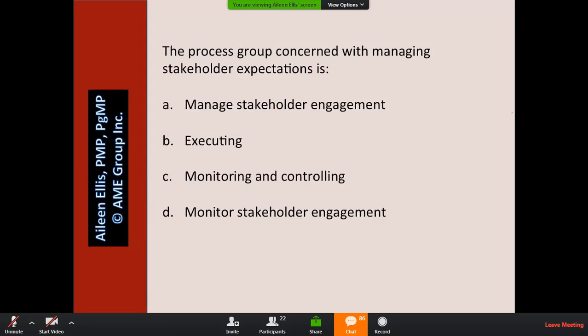This one's a little harder. The process group concerned with managing stakeholder expectations is, whenever you're ready, type your answer into the chat.